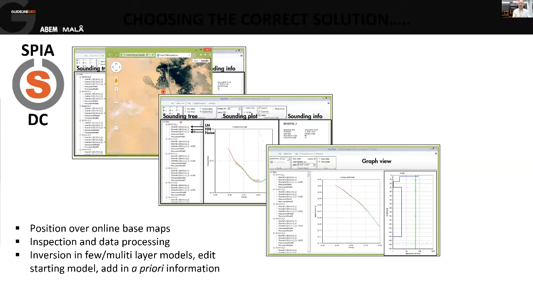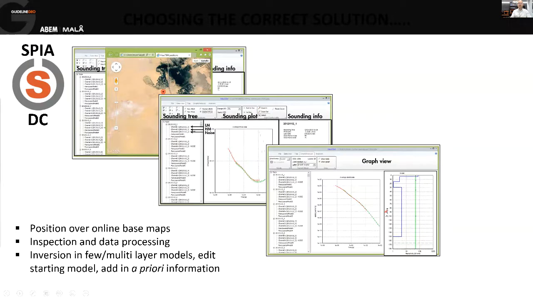And it does a more advanced inversion of the IP because it doesn't just look at the chargeability, it looks at the shape of the decay. And that can give us some extra parameters to help us with our interpretation. So much more advanced handling of IP than Interprex. But same thing, we can edit the model to try and get a better fit.